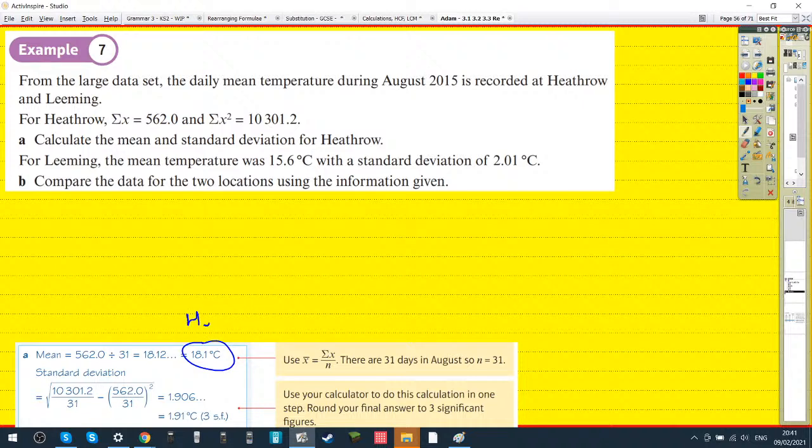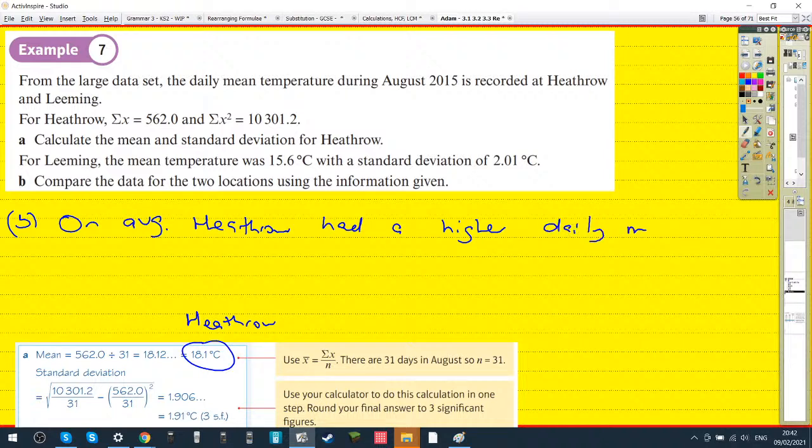So the mean temperature was higher in Heathrow than in Leeming. So on average, Heathrow is warmer, has a higher daily mean temperature. And then you could say that the standard deviation is higher in Leeming than in Heathrow.